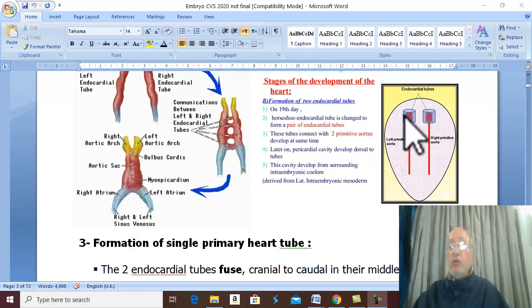Each endocardial tube is connected dorsally and caudally with the dorsal aorta. This is the endocardial tube, and this is the second endocardial tube, two endocardial tubes caudally connected with the two dorsal aortae.